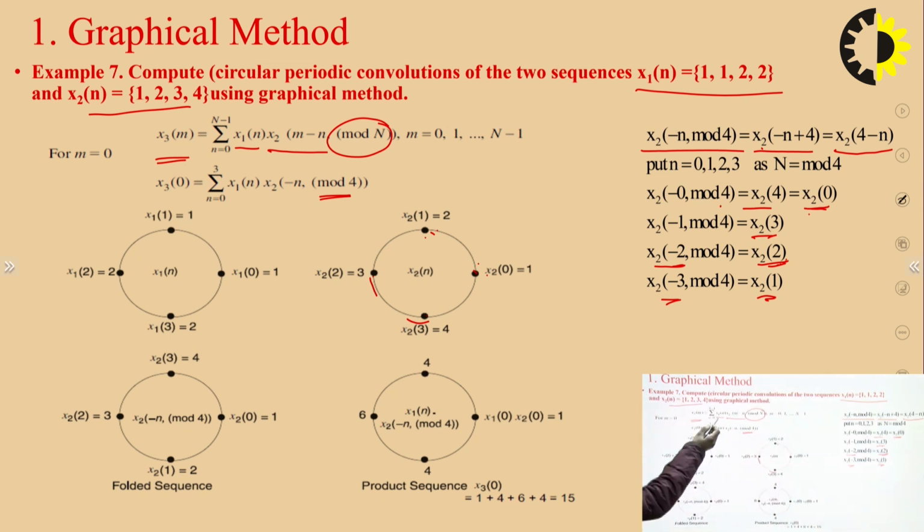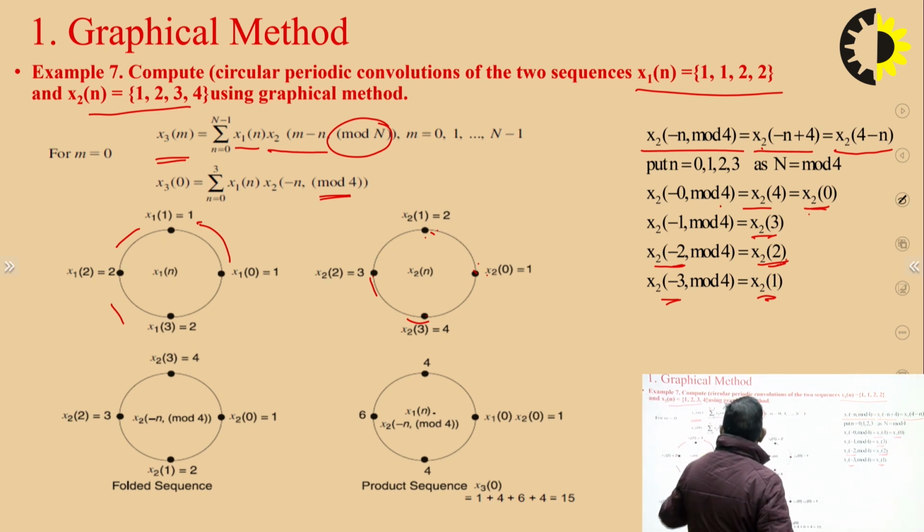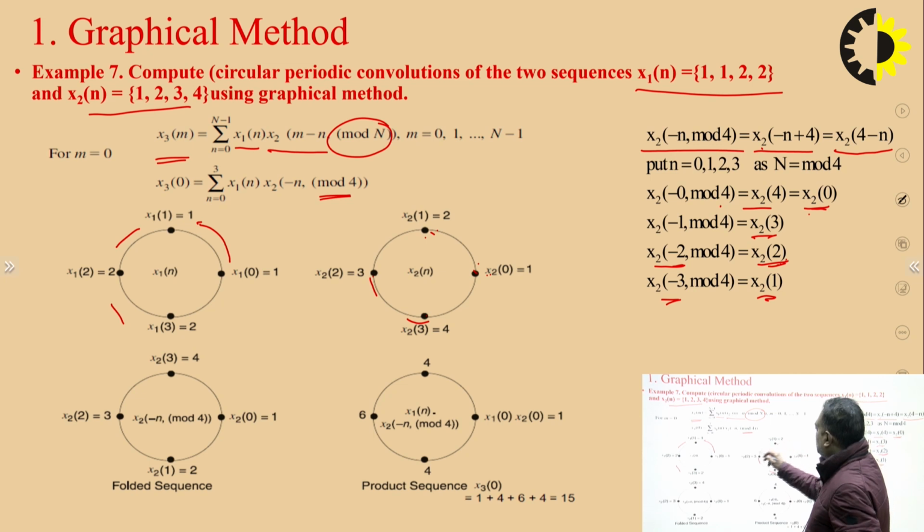For a sequence length of 4, we draw a circle and write x1(n) in between, with 4 values. We take the anti-clockwise direction, which is the positive direction, corresponding to right shifting in the case of linear convolution. So you are moving from here to here, like this. You can see the first sequence values are 1, 2, 2, and the second sequence, which is x2(n), has the values 1, 2, 3 and 4.